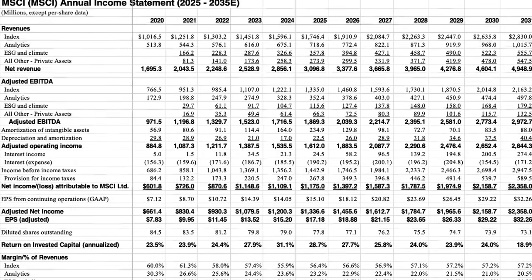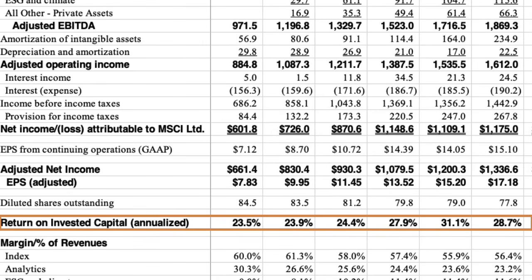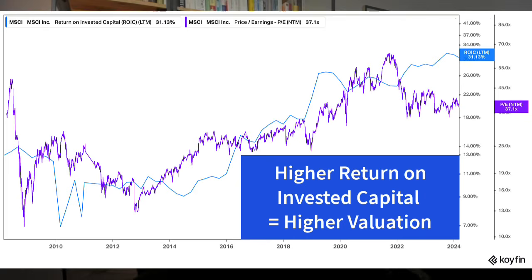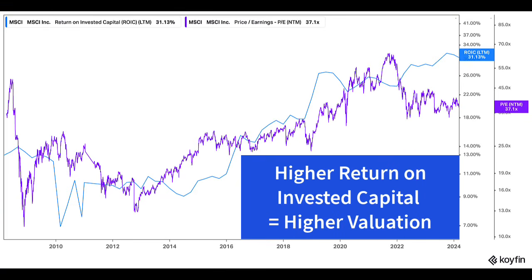Now, remember, MSCI gives back a lot of cash with the dividends and the buybacks, right? So that reduces the equity portion, and that's why the return on invested capital has gotten all the way up to 30%, right? It's risen every single year. And if you think about it, how much would you pay for an asset that gives you 30% every single year, right? Probably a lot. And that's why the multiple goes up.